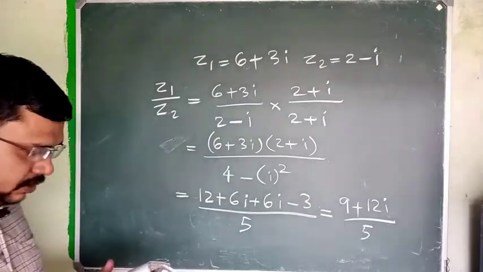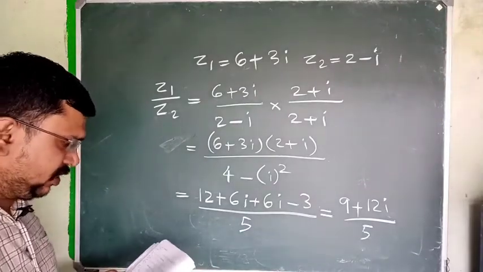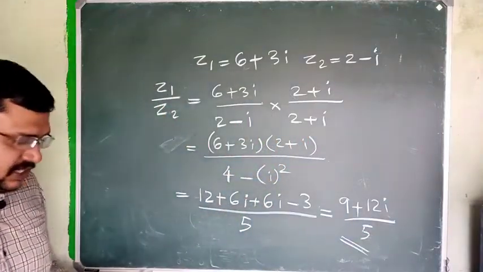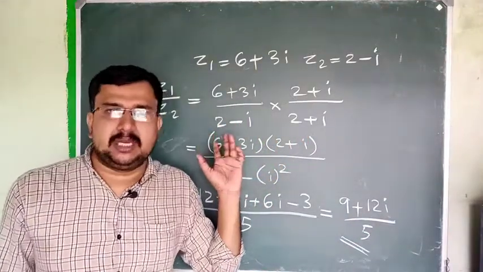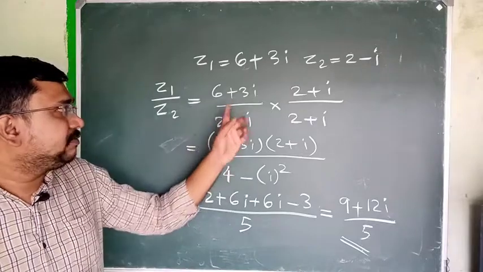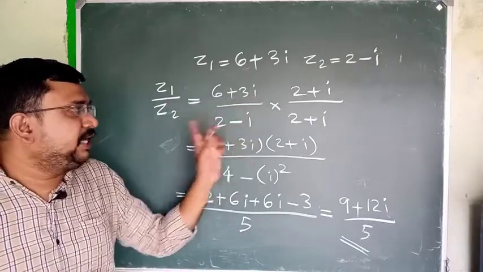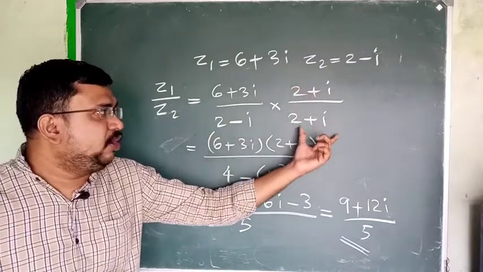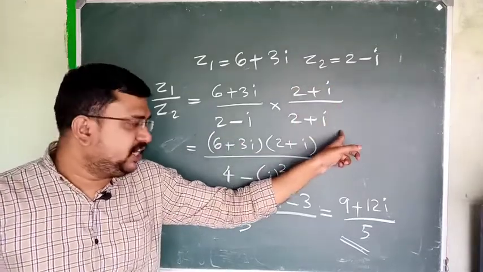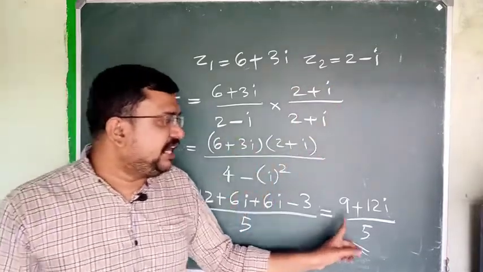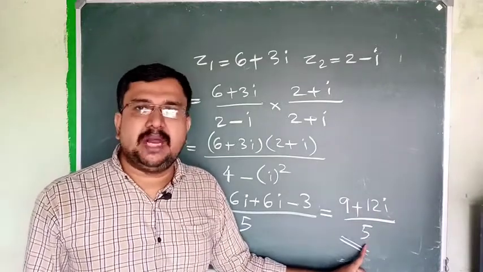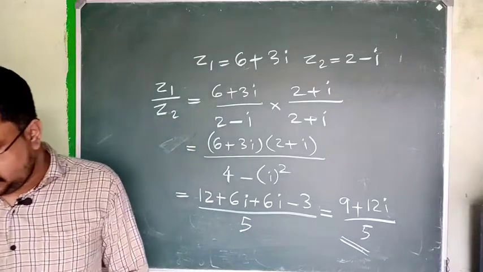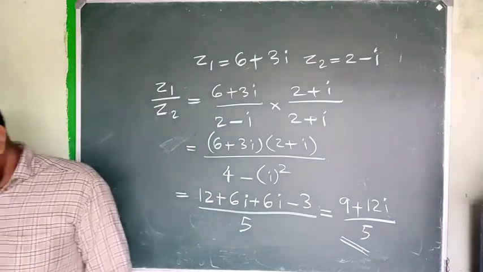Okay. 9 plus 12i divided by 5. This is the final answer. This is the division of two complex numbers. Listen. Here 6 plus 3i divided by 2 minus i. We may multiply with 2 plus i on numerator and denominator. Then we will get 9 plus 12i divided by 5. That is our final answer. Okay. Got the idea? Next.